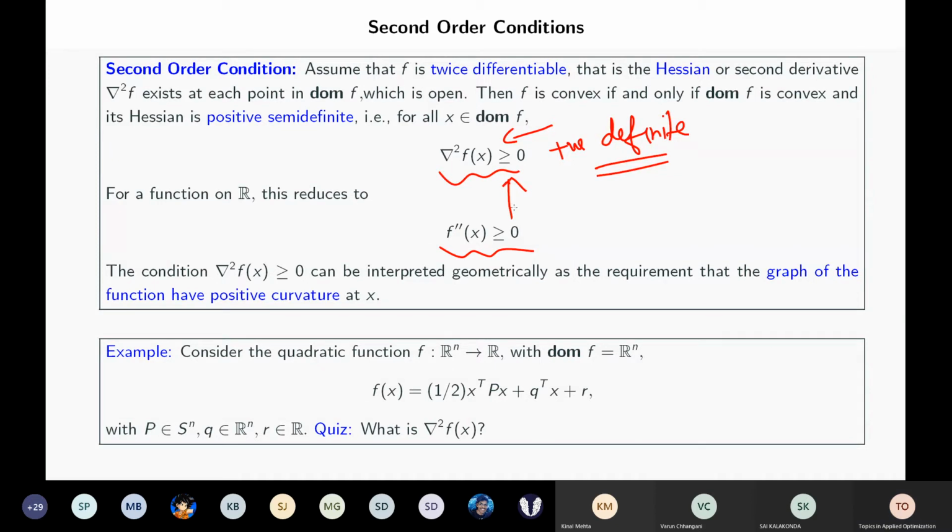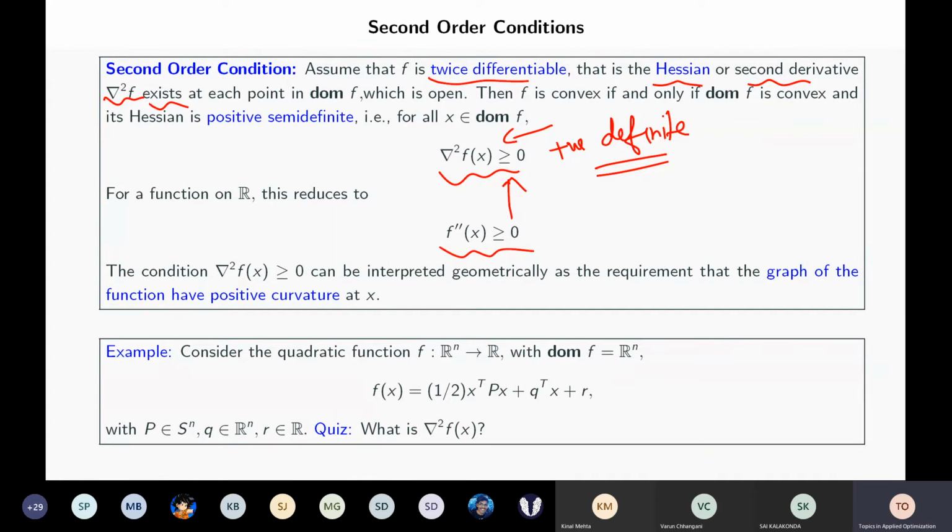So assume that the function is twice differentiable. That is the Hessian, or the second derivative, so they are used interchangeably. Sometimes the Hessian is written like this: you do grad two times, right? First the gradient and then one more gradient, that becomes grad squared. So first of all, we assume that the Hessian exists at some point, because sometimes the Hessian may not exist, at each point in the domain of f, which is open.